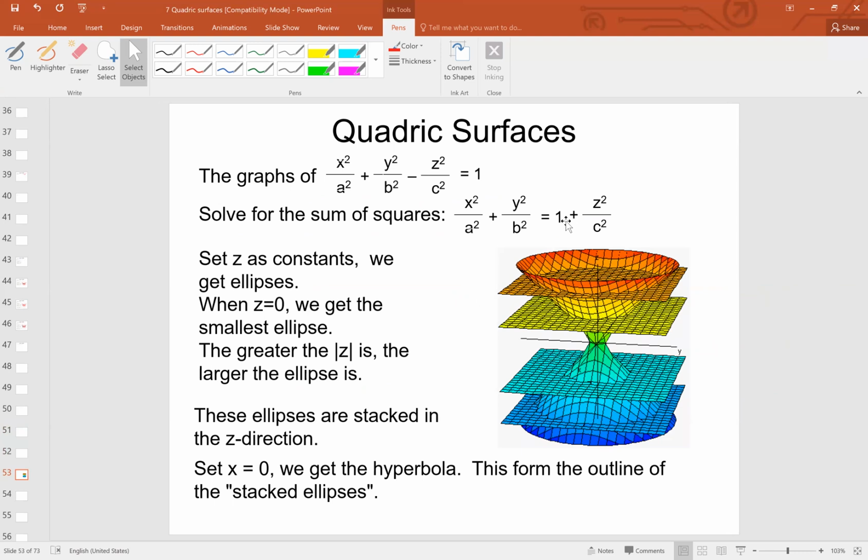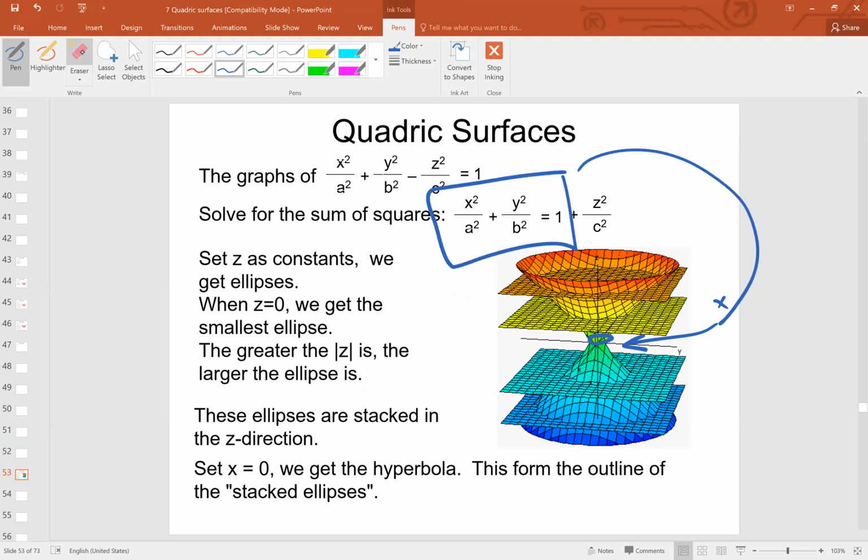This is the circle at z equal to 0. These equations, they don't have this circle. Here they are actually elliptical.